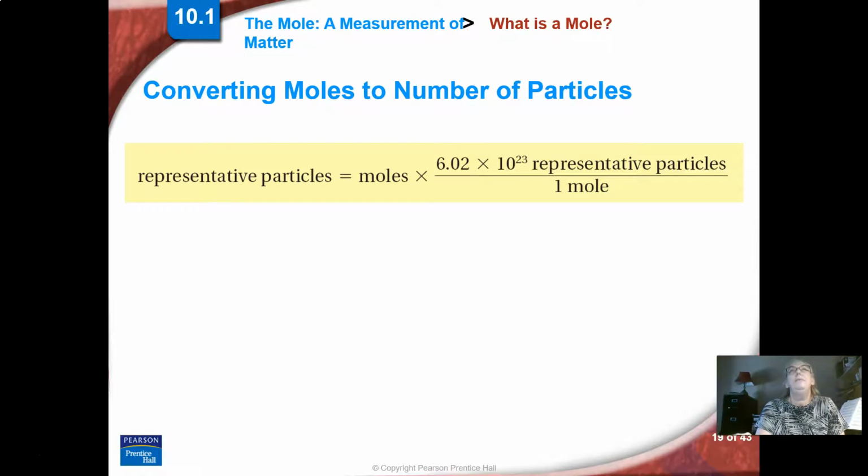So we're going to go back and forth between moles and particles, and later we're going to go from moles to grams to particles. So we're going to add one more step.